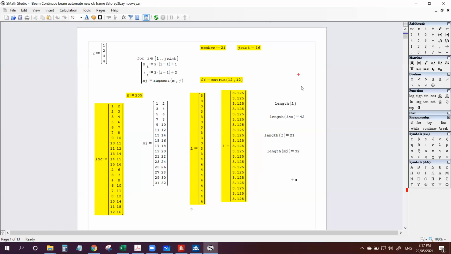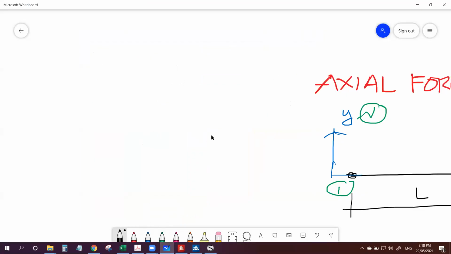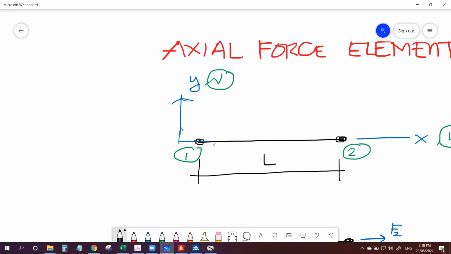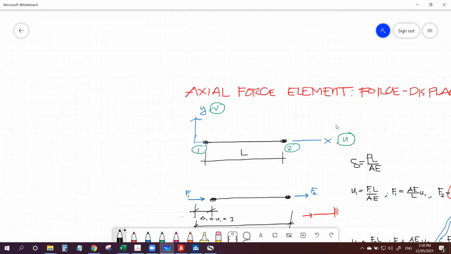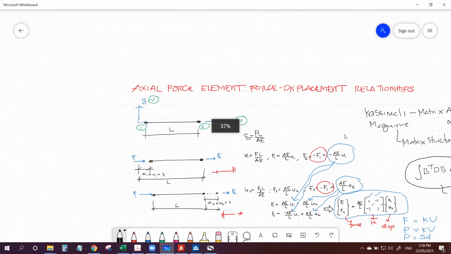So I already sent this SMAT code. It's a three-story, three-bay frame analysis of non-sway frame. Okay. Then to explain further the coding.